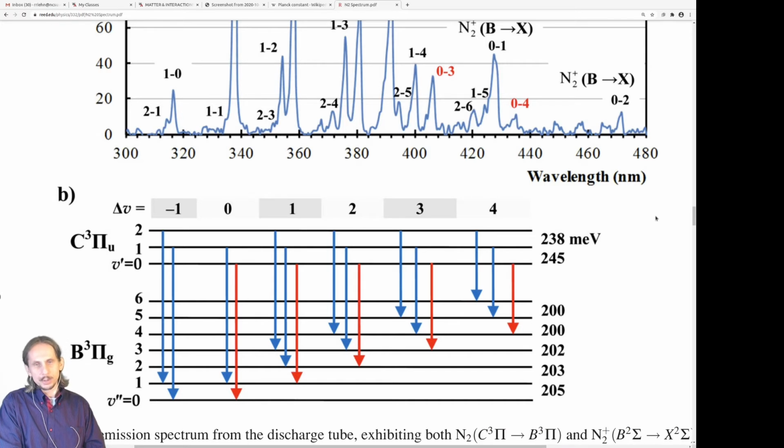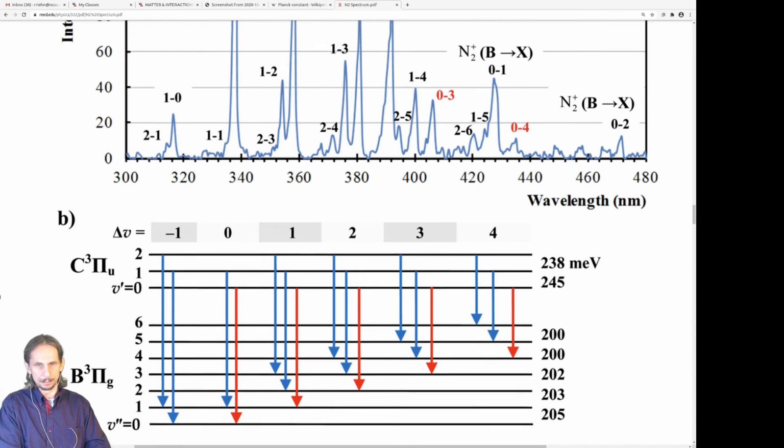When the system emits light by jumping into the lower half, light can either be emitted by jumping from the vibrational ground state to the vibrational ground state, or from the vibrational ground state to the first excited vibrational state, or from the vibrational ground state to a second vibrational state. Let's scroll up to the spectrum.